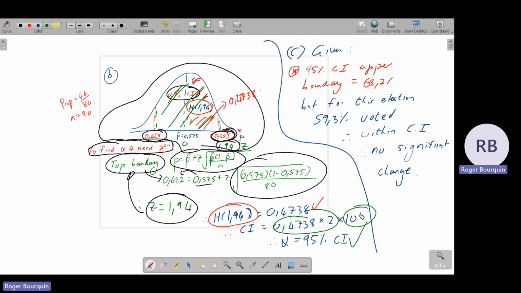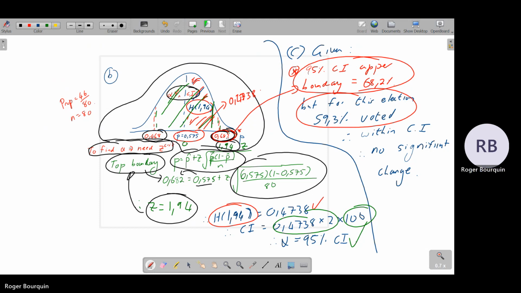Right. So for this whole study, for a 95% confidence interval, the upper boundary over here was 68.2%. If the population proportion is 57.5%, we can be 95% confident that if it is below 68.2%, it is within normal parameters. But for this election, 59.3% voted. Well, 59.3% as a proportion is about over here. So there is 0.593.